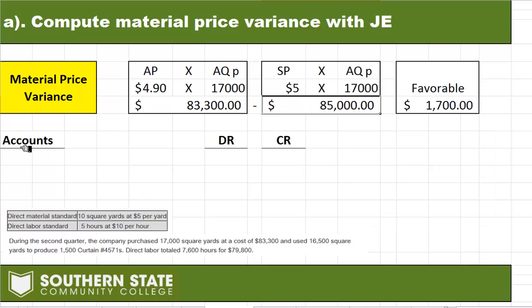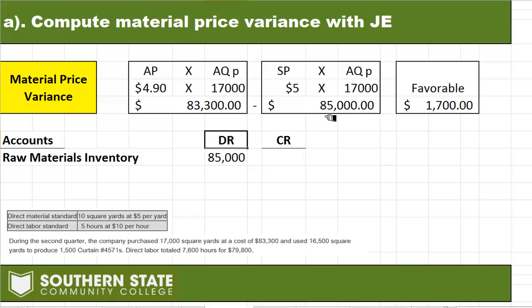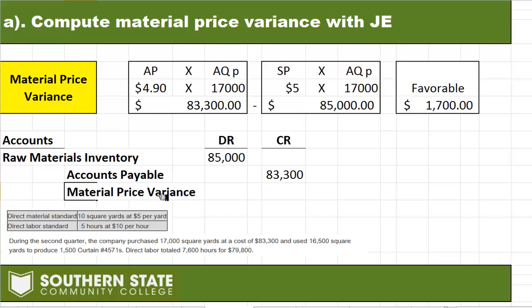Okay? From a journal entry standpoint, we need to record the raw materials inventory coming in, record the payable, and then record the variance. Each of these three numbers gets recorded in the journal entry. So we book raw materials inventory as a debit of $85,000. We actually debit it for the standard amount. We have a credit to accounts payable for the actual amount, $83,300. That's the amount we owe our vendor. The offset is to material price variance, $1,700.